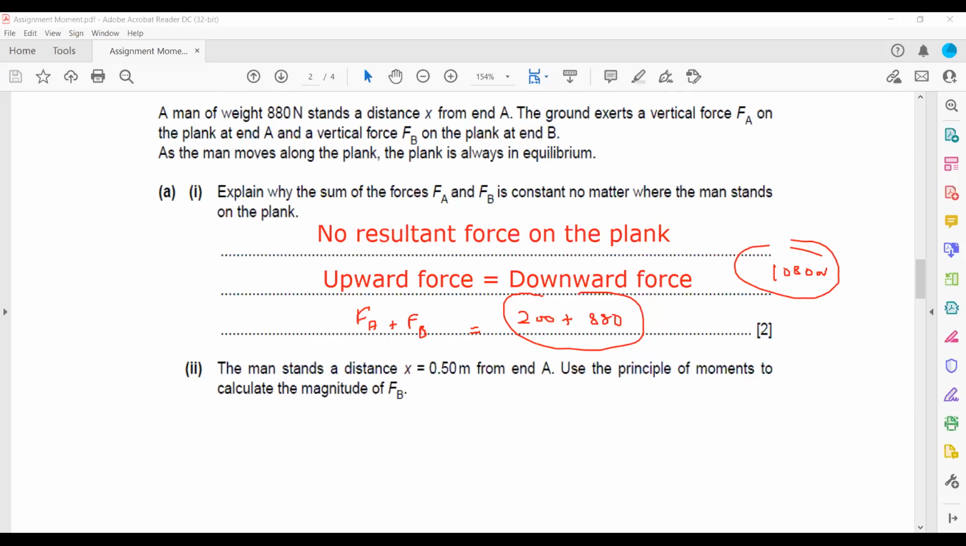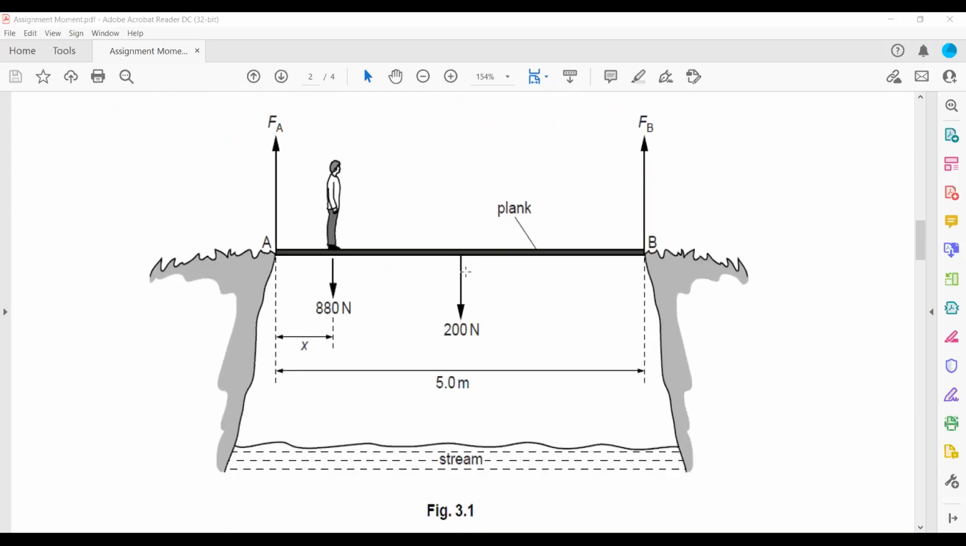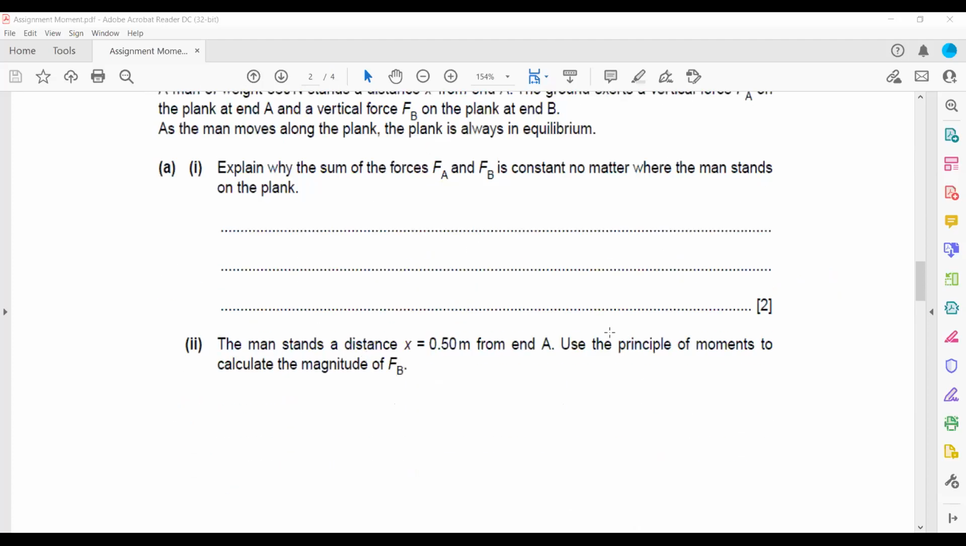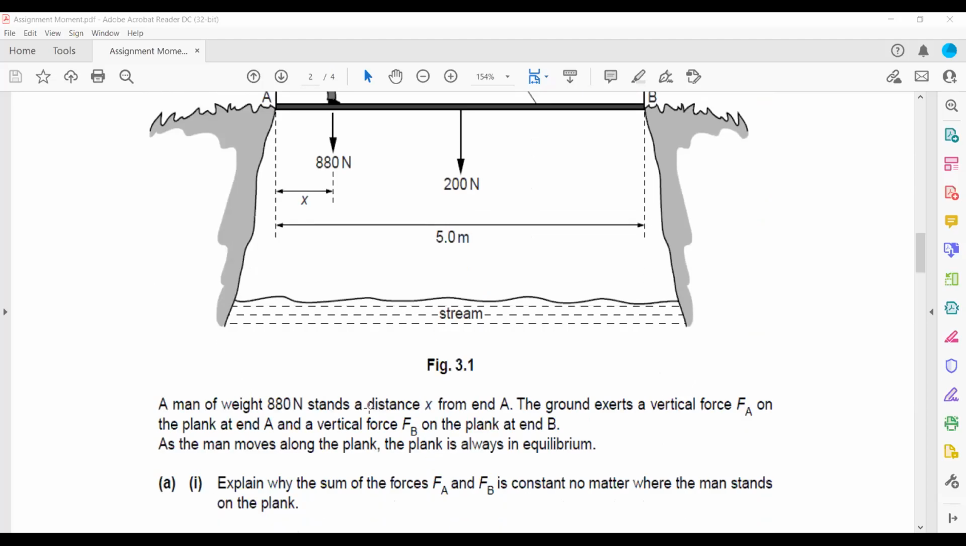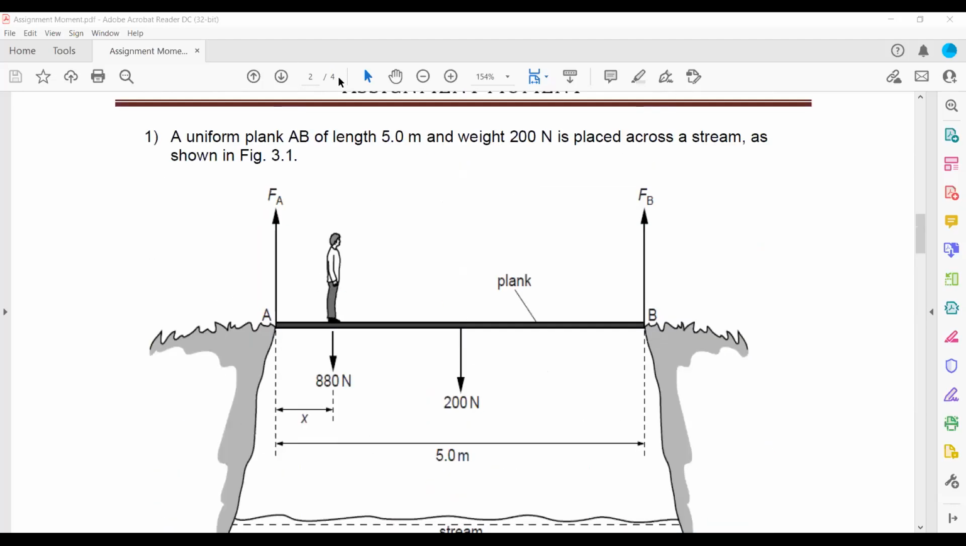Is it clear, the first part? Then for the second part, they're asking: a man stands at a distance x, which is 0.5 meter. Use the principle of moment. Calculate the magnitude of Fb. So how can we calculate? The x is given how much? 0.5.